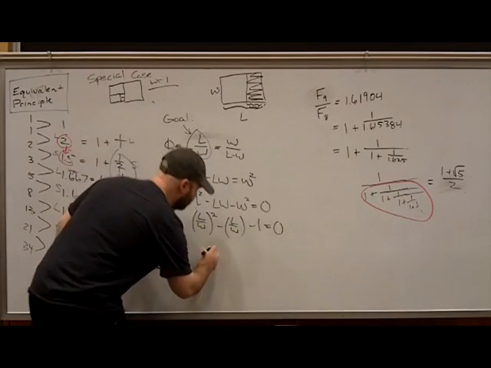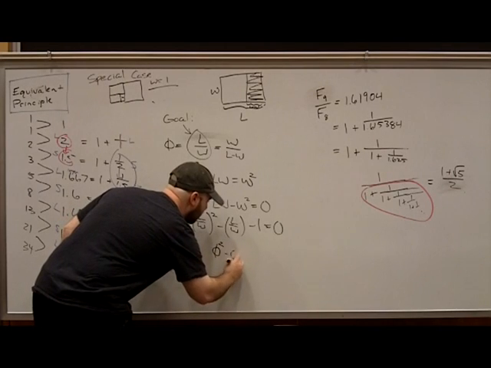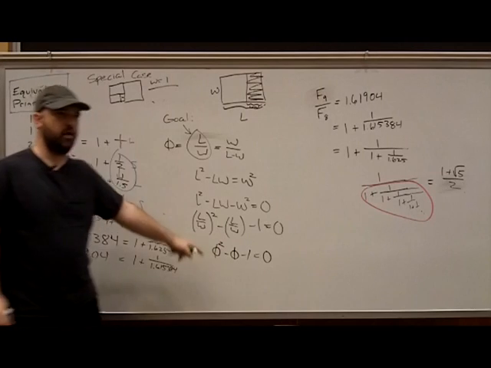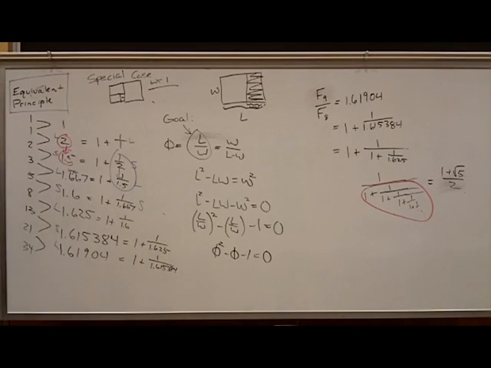And we can rewrite this as phi squared minus phi minus 1. And this is the same thing as our equation before, x squared minus x minus 1 equals 0. And we have the exact same roots as before. We have the exact same solution.